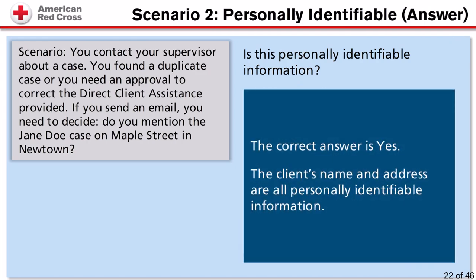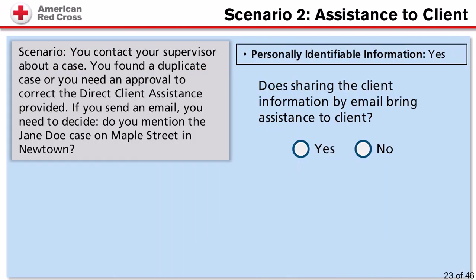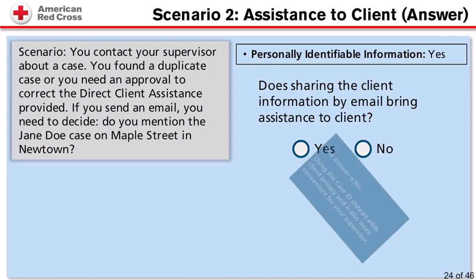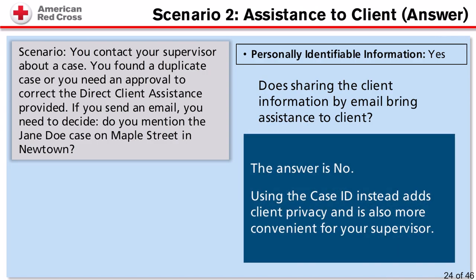The correct answer is yes. The client's name and address are all personally identifiable information. Does sharing the client information by email bring assistance to the client? Yes or no? The answer is no. Using the case ID instead adds client privacy and is also more convenient for your supervisor.